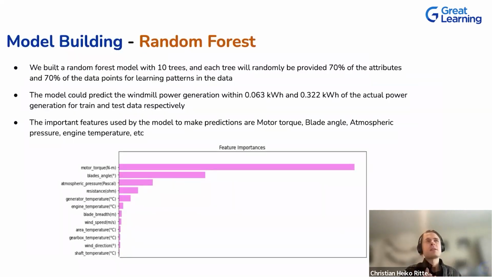We chose this model, random forest, because it's a pretty powerful model and algorithm, which has been used in various applications, even in image processing and image classification.